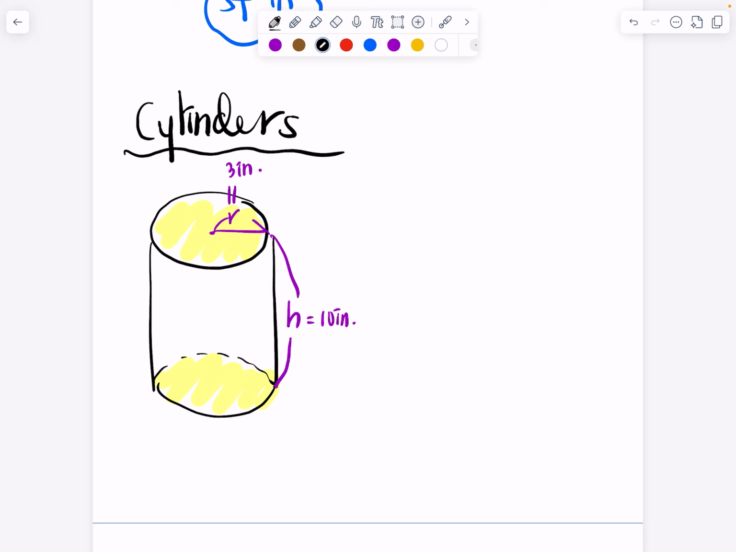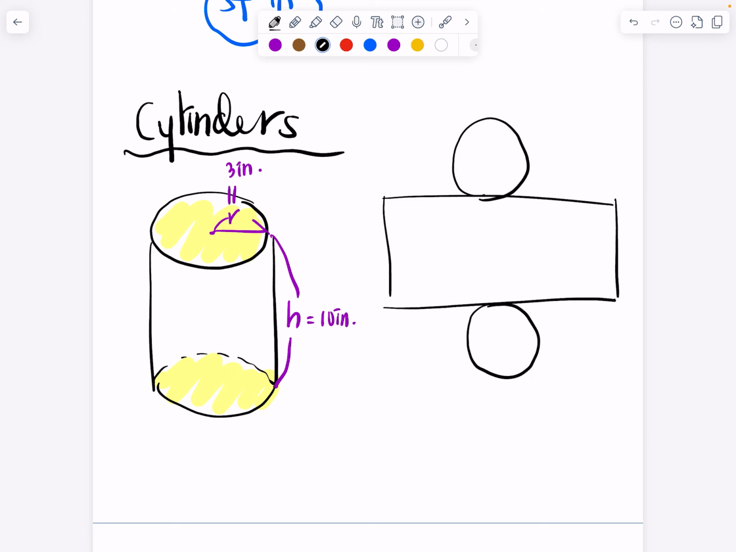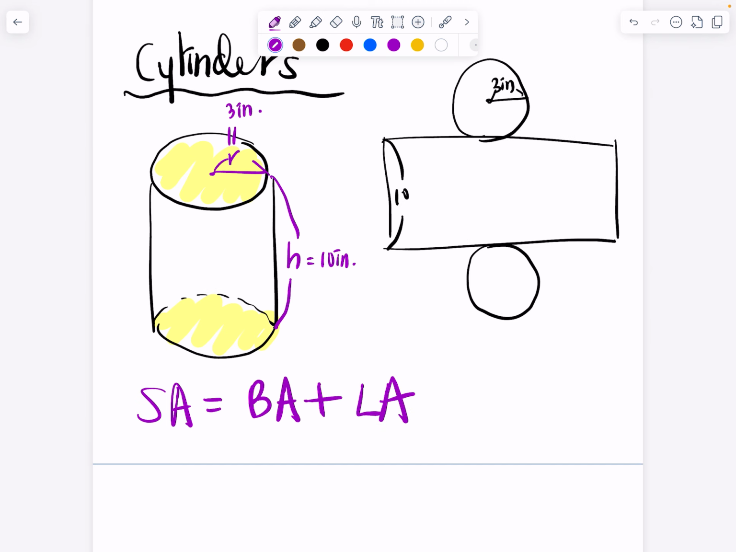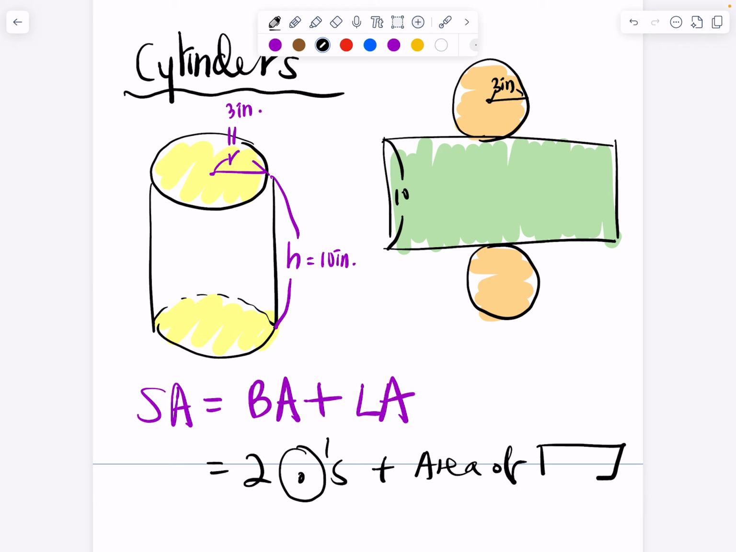Anyways, so you know what? No net, no surface area. So here's my net. My 2 bases. So that's my net. Now my radius is 3 inches. My height is 10. That's all I have, right? Now, surface area is a combination, sum of base area, meaning circles, and area of this rectangle, isn't it? So let's set it up. So that is 2 circles plus area of a rectangle.